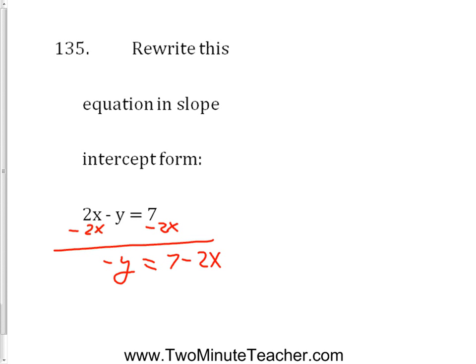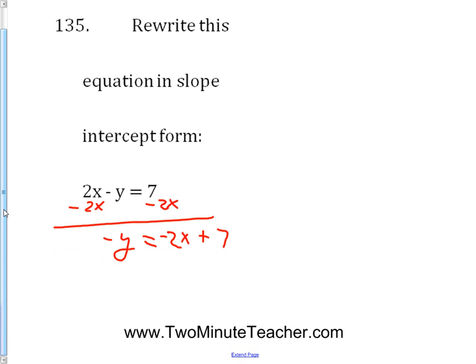Now, I kind of wrote that backwards there. I really should have negative 2x plus 7 instead. All right, so I'm going to do that. You can do it in either order, but you want the x to be first when you're all done. Okay, next thing is I'm trying to get the negative off that y, so I'm going to multiply everything by negative 1. And y will be positive then.